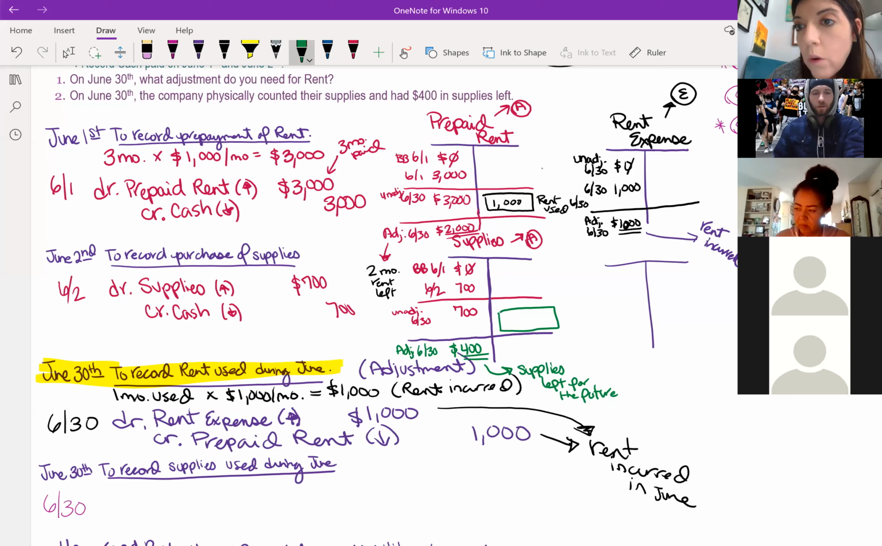And supplies is one of those accounts, they pretty much always give you the ending balance. They don't give you the amount used. So how do I get from $700 as my unadjusted balance to a balance of $400? I need to reduce the account by deducting the 400 from the 700. 700 minus the 400 gives us the 300.